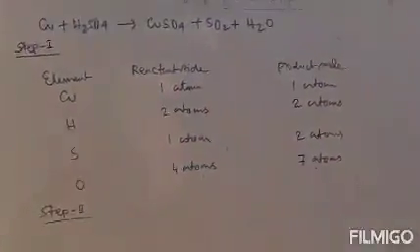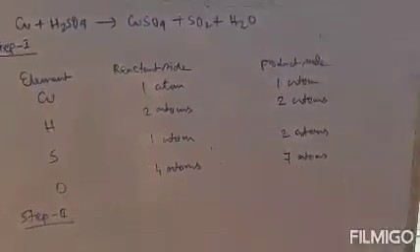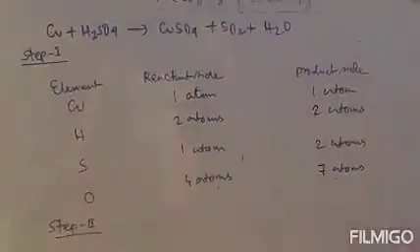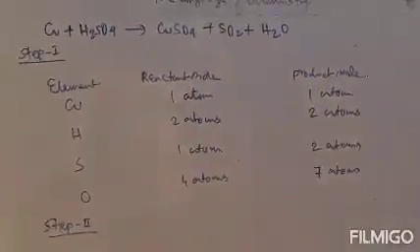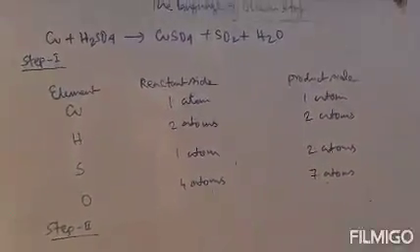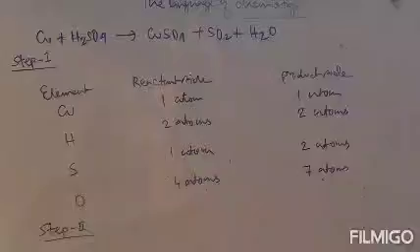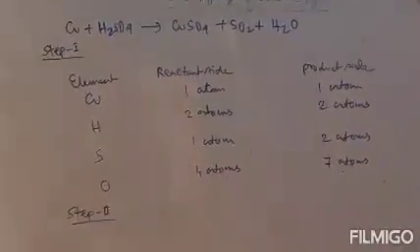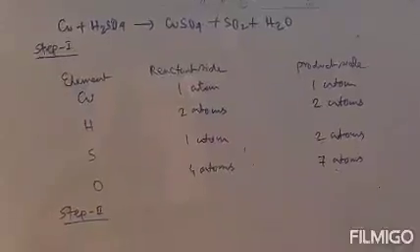Clear? Now hydrogen, sulfur and oxygen. Sulfur and oxygen are different. In case of hydrogen, in the reactant side there are 2 atoms, and the product side there are also 2 atoms. That means copper and hydrogen need not be balanced because both are the same in the reactant side and product side. We will balance the sulfur and oxygen atoms only.